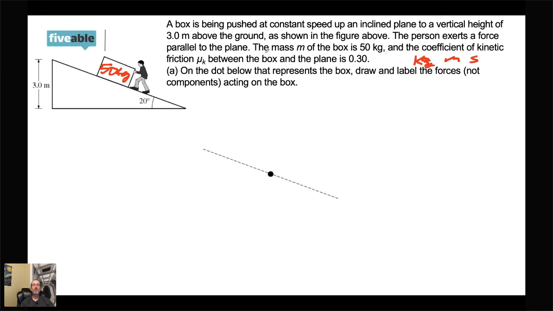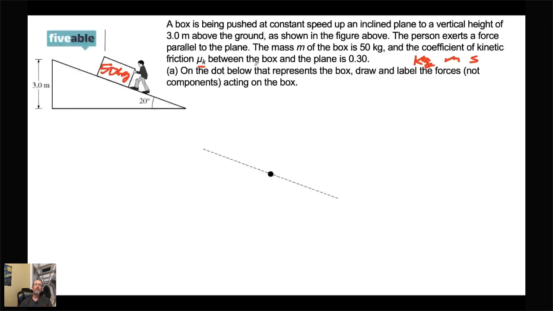And the coefficient of friction, mu k, is that static or is that sliding friction? Somebody help me out here. Is that static friction or sliding? Yes. So I have lots of people now say sliding. Very good.